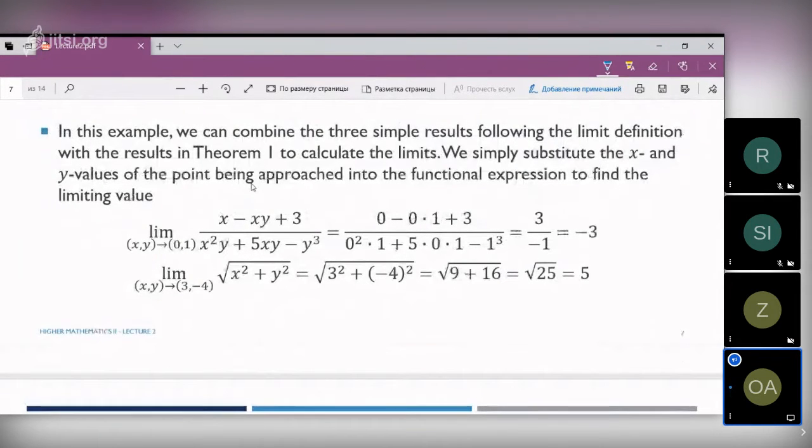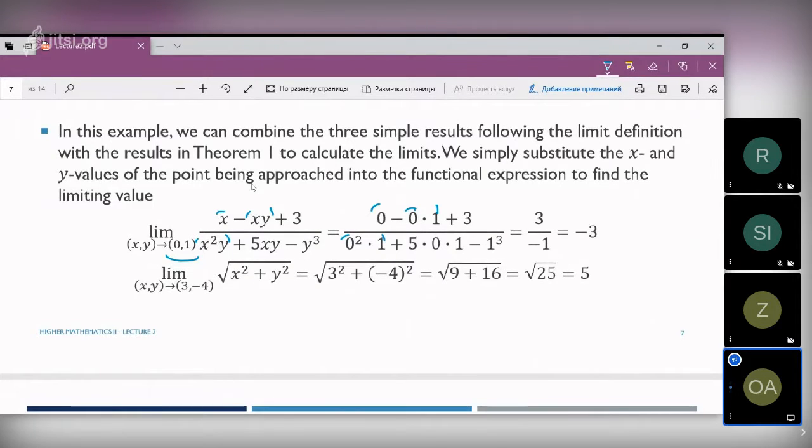It says the limit as (x, y) tends to (0, 1), and the function is this quotient. How to calculate this? Just plug in numbers. Instead of x, plug in 0. Instead of y, plug in 1. The x here is 0, and x here is 0. Y is here, 1 plus 3. It's 1. X here is 0. Y here is 1. 5 is itself. It's a constant multiple rule.